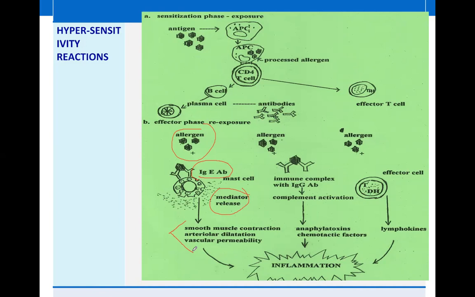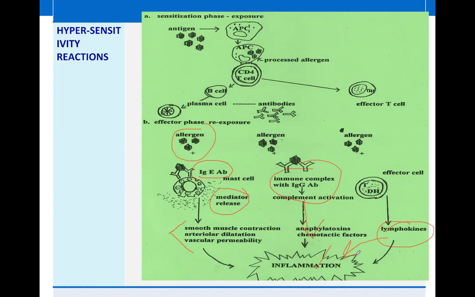Okay. Another mechanism is that there is an immune complex with IgG antibody. Okay. With this antigen antibody complex, such as activating your complement, they will produce anaphylatoxins or chemotactic factors, which will eventually lead to inflammation as well. And the last mechanism during re-exposure would be directly affecting the effector cells, releasing the lymphokines or cytokines, thus involved in the inflammation. All right, so these are the mechanisms of hypersensitivity reaction.